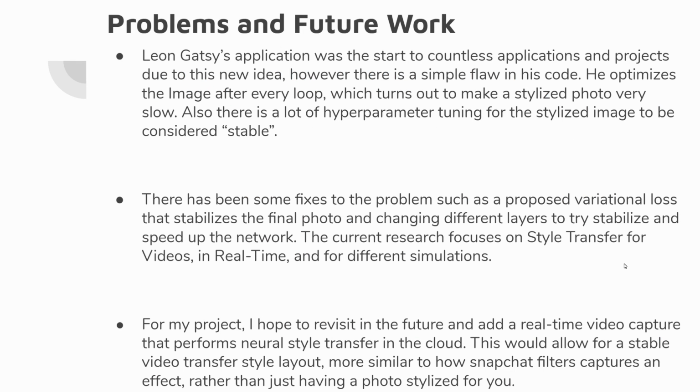So the original problem with Leon Gatys's application was that even though it was a new idea and super awesome, he optimizes the image after every loop. So this turned out to be very, very slow. And there's a lot of hyperparameter tuning to get a considerably stable stylized image. Now, as I mentioned before, there are a couple of solutions. There's a proposed variational loss that stabilizes the final photo, and I believe there are other losses as well that speed up the network, but that can be for your own future research.